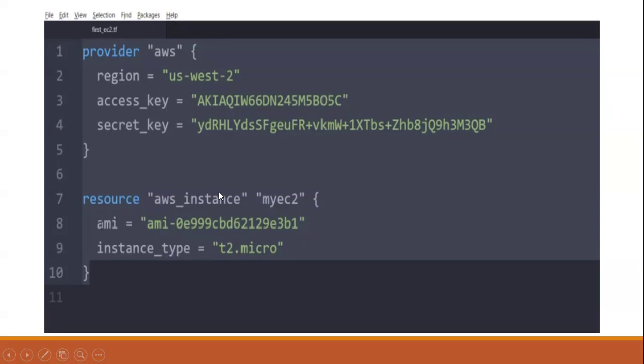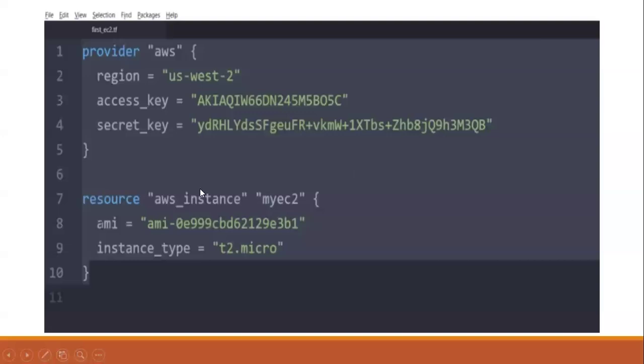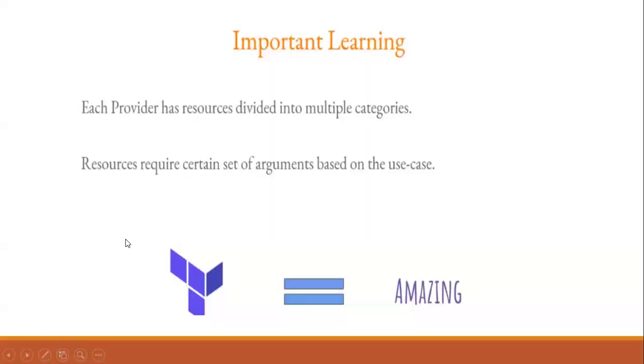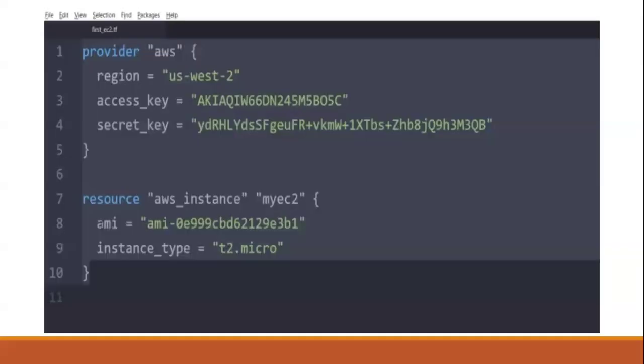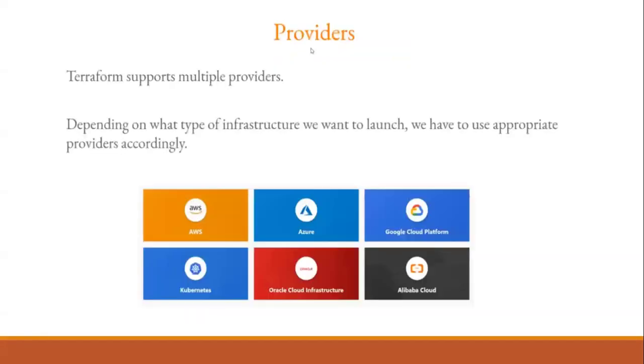If you want to launch an EC2 instance, we just need the resource. Each provider, such as AWS or Azure, has resources divided into multiple categories. Resources require a certain set of arguments based on the use case, like AMI and instance ID. Some arguments are optional, some are required. The required arguments need to be mentioned; the optional ones are not needed.